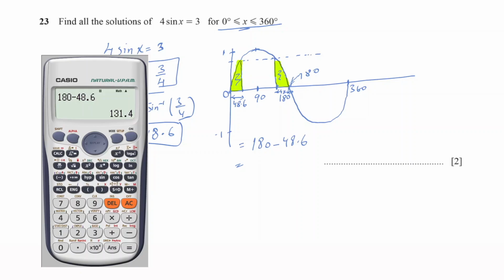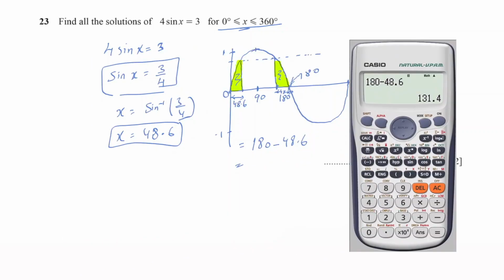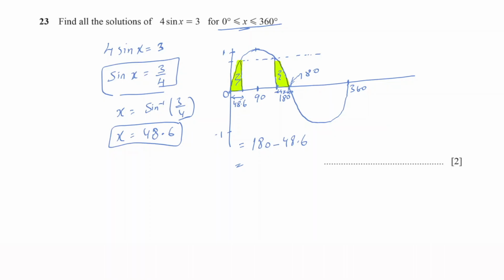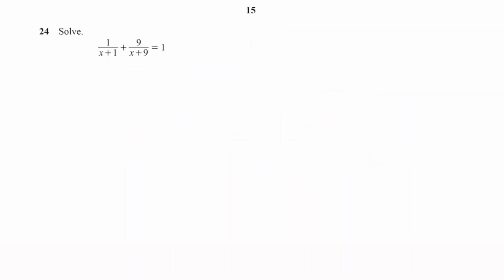So we have two values of x, one of the values is 48.6 and the other value is 131.4. Okay, let's move on. Question number 24. Solve this one.